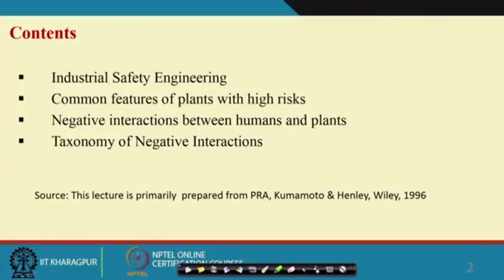So, whatever you have learned so far, we will put under industrial safety engineering. Then common features of plant with high risk, the negative interactions between humans and plants, and taxonomy of negative interactions will be covered in 30 to 40 minutes of time. And I have heavily borrowed all those things from the book written by Kumamoto and Henley, which is Probabilistic Risk Assessment for Scientists and Engineers. Except the first one, industrial safety engineering, the last three items are taken from this book.